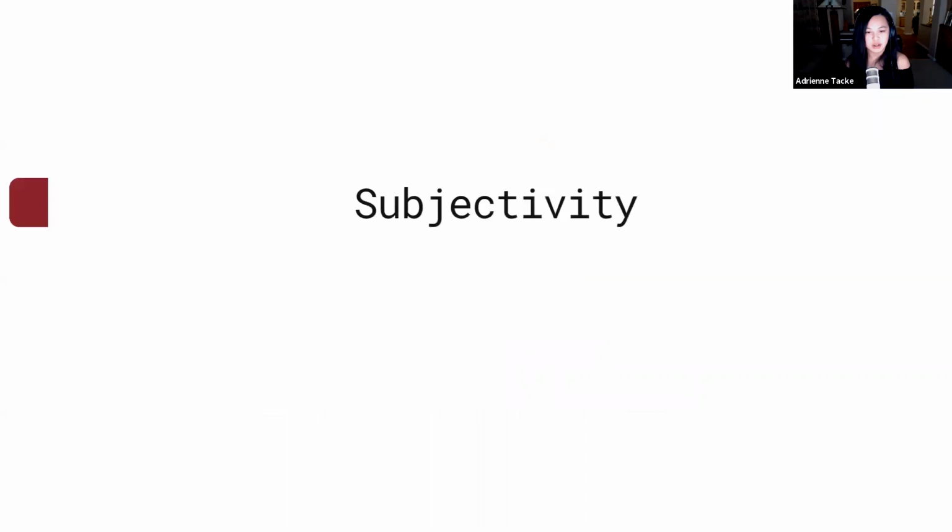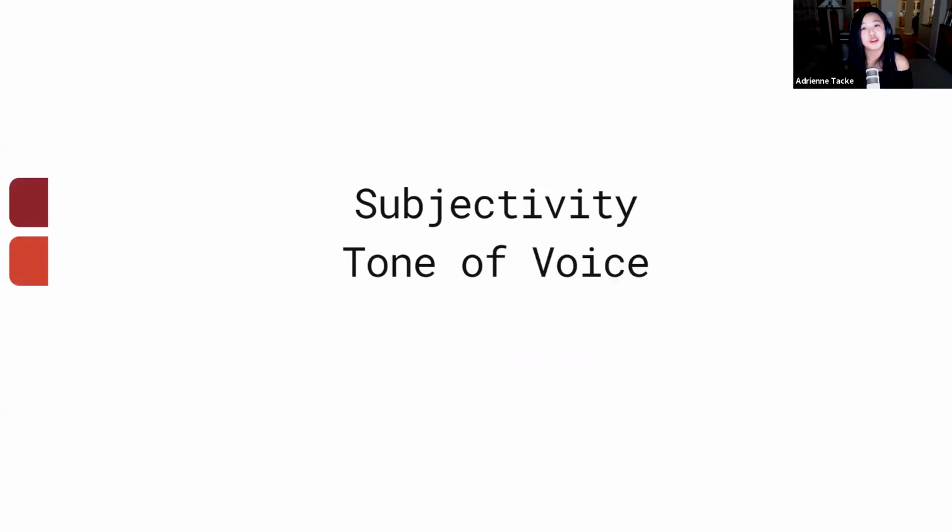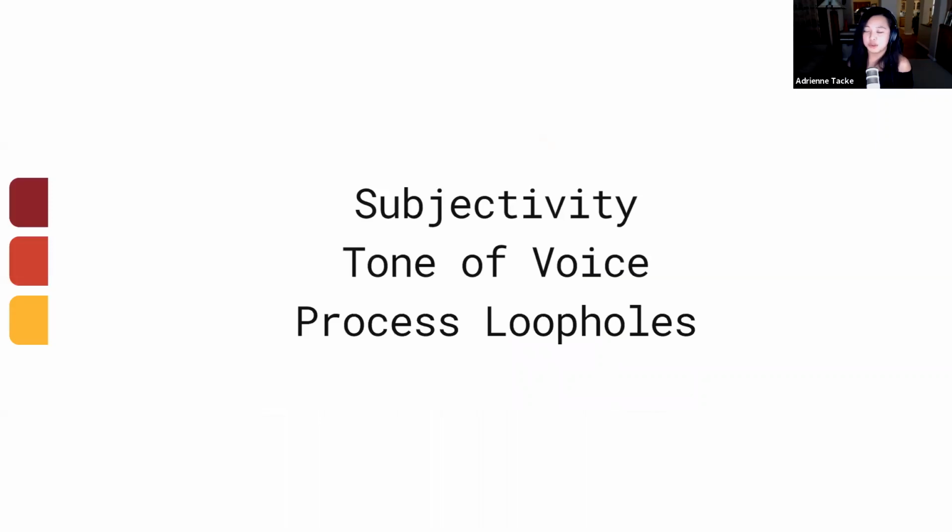So what are the top 3 complaints? Number 1, subjectivity. Number 2, tone of voice. And number 3, process loopholes. I'm sure anything that you may have thought of when you said, oh, well, I don't really like this part about our code review, I almost guarantee you it's going to fall within one of these 3.